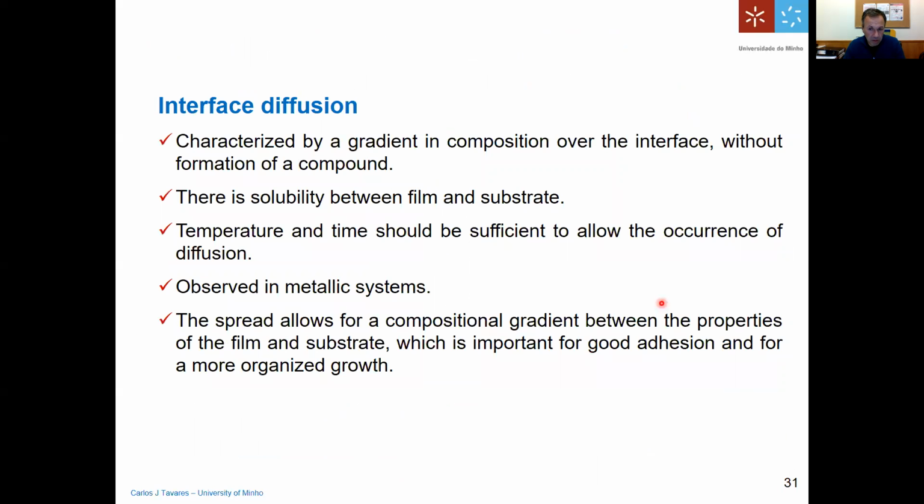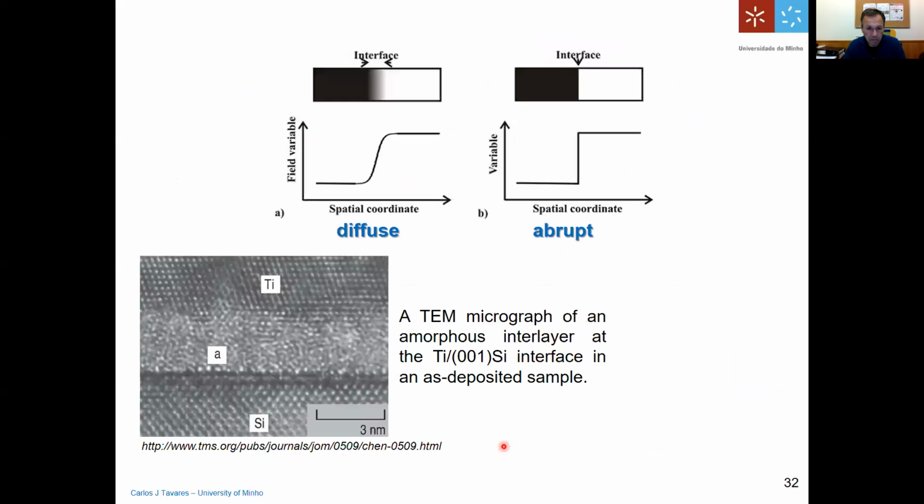So I was talking about here the case of the diffusion interfaces, which we can see in some metallic systems. Or when I say metallic, it can be metal-metal, or metal nitride, or metal oxide systems. So here we can see again the difference between a diffuse interface and an abrupt interface.